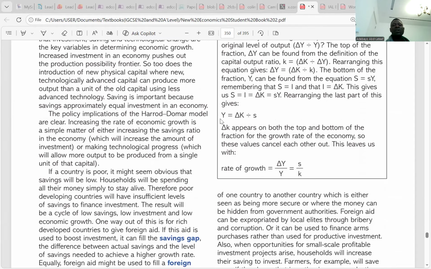So the policy implications of the Harrod-Domar model are clear. Increasing the rate of economic growth is a simple matter of either increasing the saving ratio in the economy, which will increase the amount of investment, or making technological progress, which will allow more output to be produced from a single unit of capital.